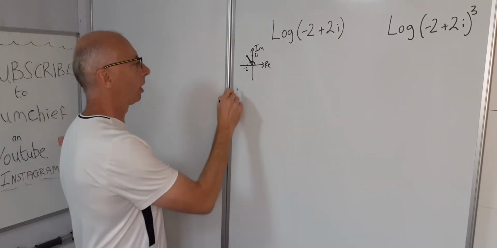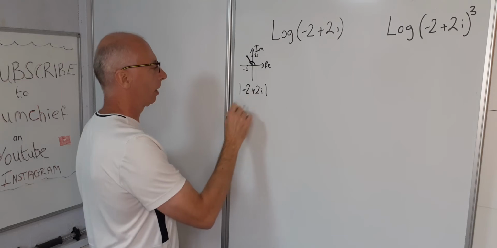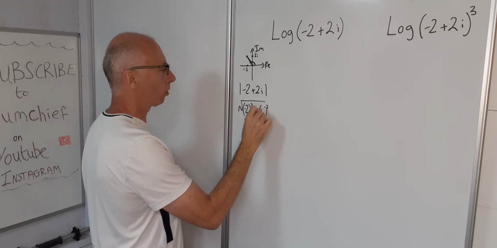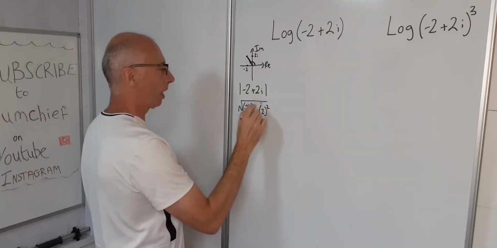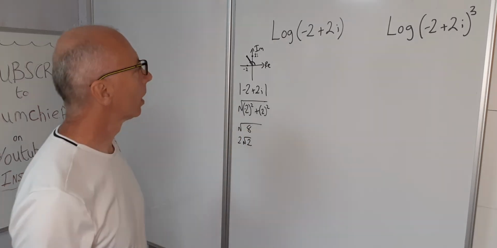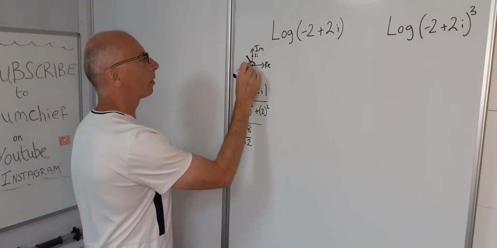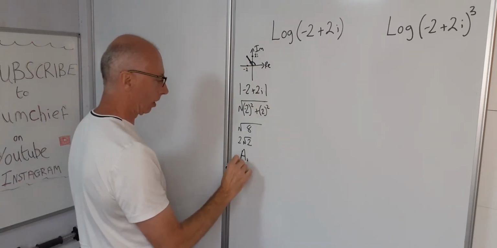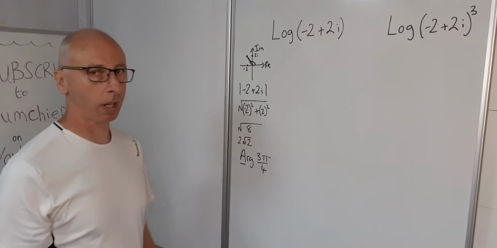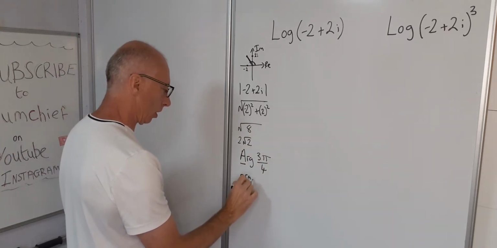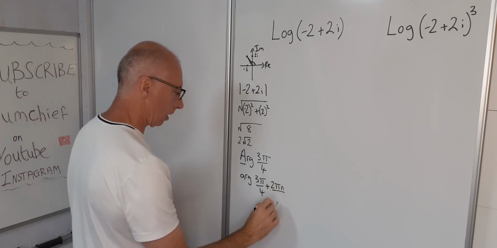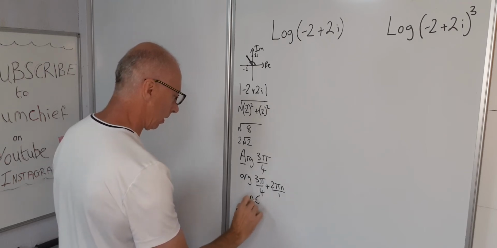So to find the modulus of minus 2 plus 2i, that's simply Pythagoras. So it's minus 2 squared plus 2 squared. That's these two numbers. And then that's going to give us square root of 8, which is 2 root 2. And now the argument here is just going to be 3 pi over 4. And note, capital A, that's principal argument. And the general argument would be 3 pi over 4 plus 2 pi n, where n is an integer.